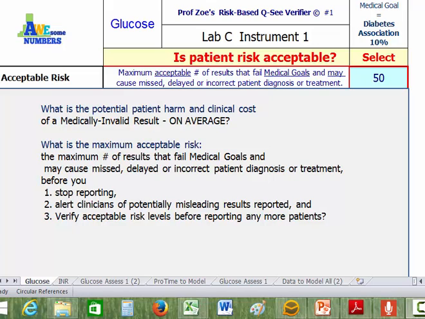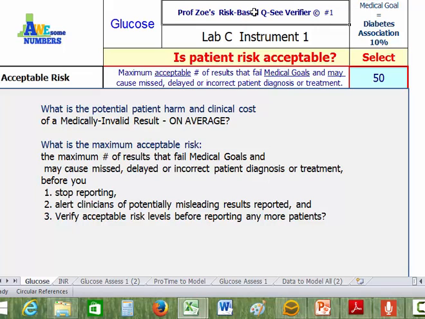So let's continue now, but let's bring this into reality. Look at a glucose test where we've set the medical goal at the Diabetes Association standard that any glucose result you report should be within 10% of its true value. What we're looking at here is not Quality Optimizer.